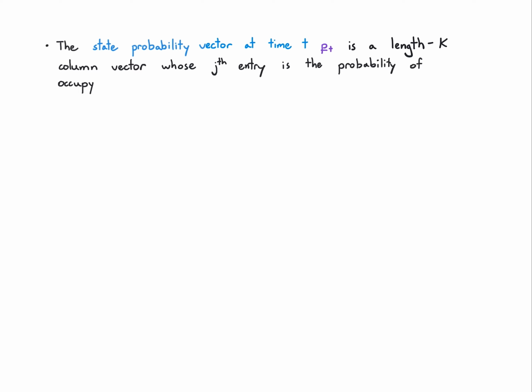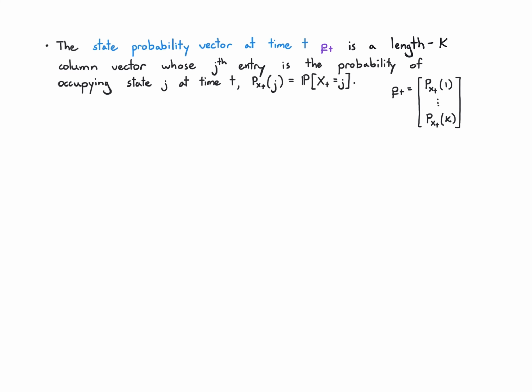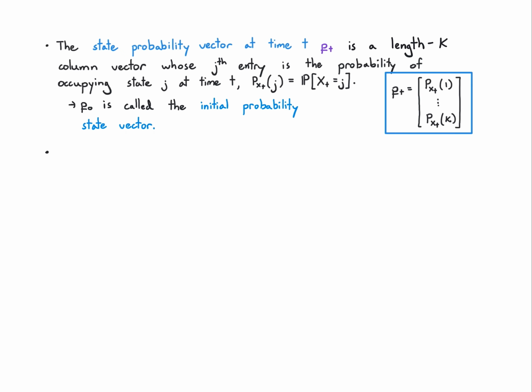All right, the state probability vector, not matrix, but vector, at time t is written as this p vector of t. It's a length k column vector whose jth entry is the probability of occupying state j at time t. So p_t of j is just the probability of X_t being equal to j. And so I write this as a vector for all of the different states. And this at time 0 is the initial state probability vector.